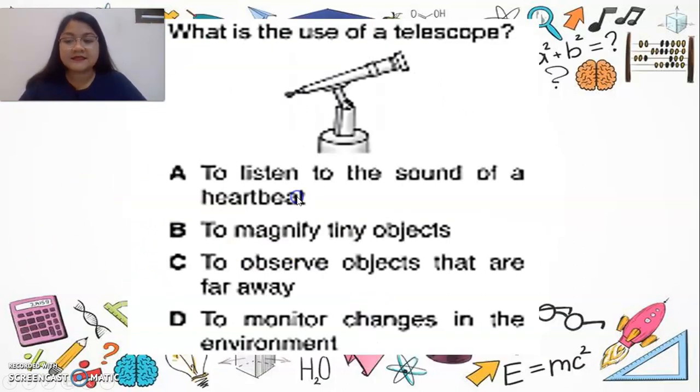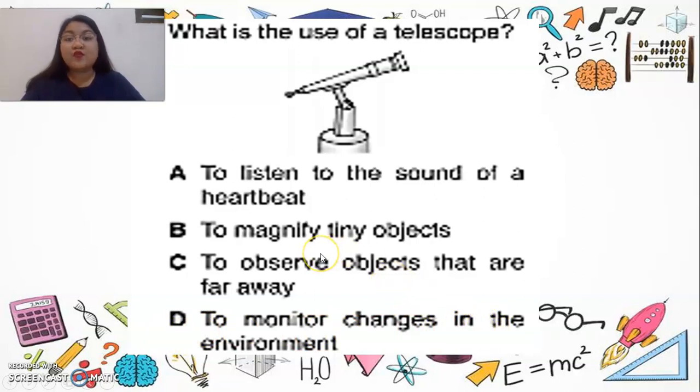Okay, next. Number 6. What is the use of a telescope? So why are we using telescope? Letter A, to listen to the sound of a heartbeat. Do we use telescope to listen? Letter B, to magnify tiny objects. Letter C, to observe objects that are far away. Or letter D, to monitor changes in the environment.